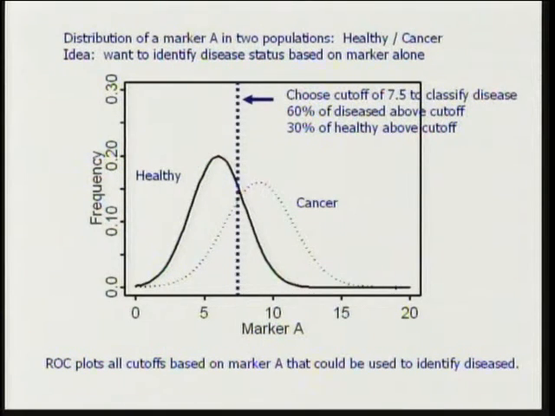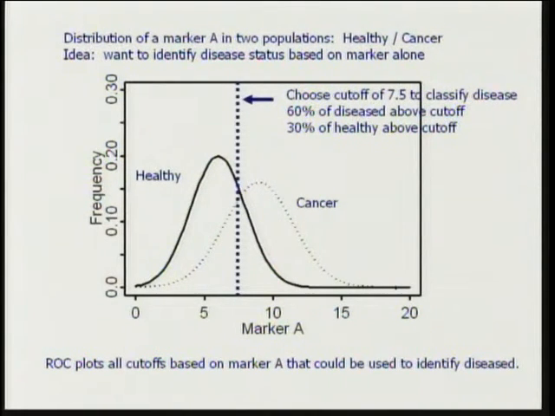So hypothetical, this is just a made-up curve. Imagine that our cutoff of 7.5 was chosen such that anybody above that value was classified as having cancer and below it was classified as healthy. How well would this perform?